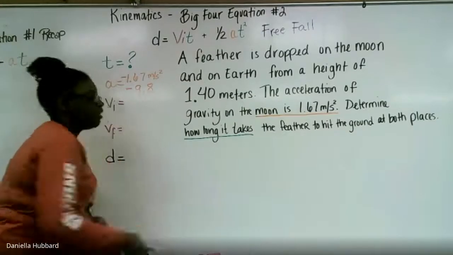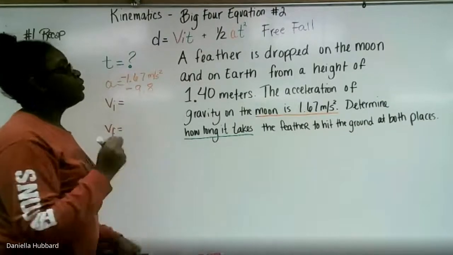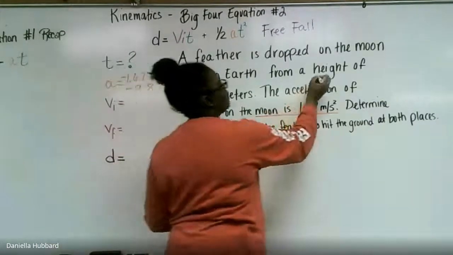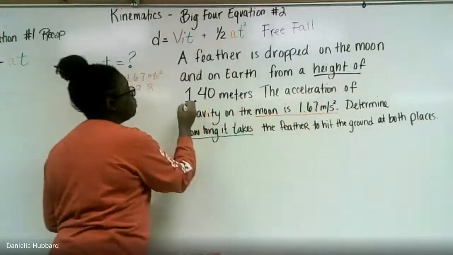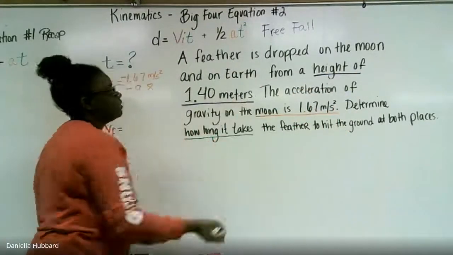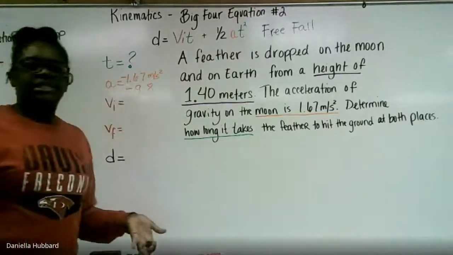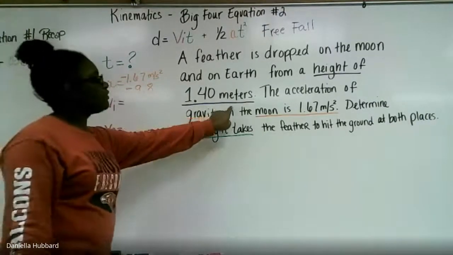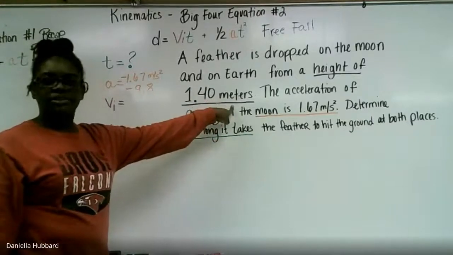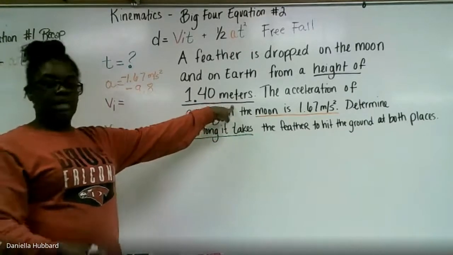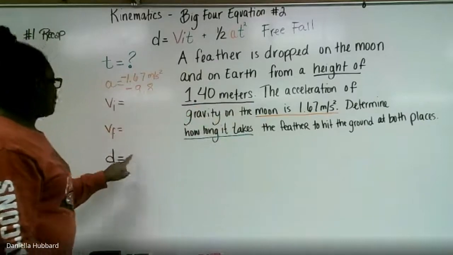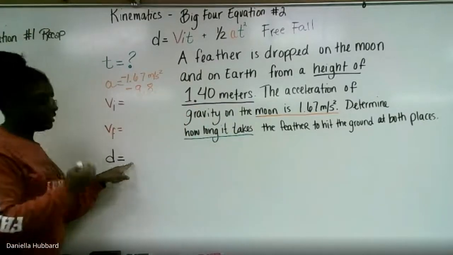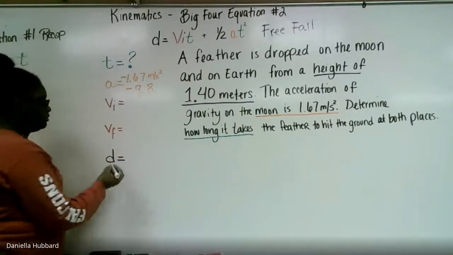The feather on Earth and on the moon was dropped from a height of 1.40 meters. Well, you guys are used to seeing D for distance. I understand. However, our unit is meters. We're still measuring some type of length. So therefore, our height is also our distance.